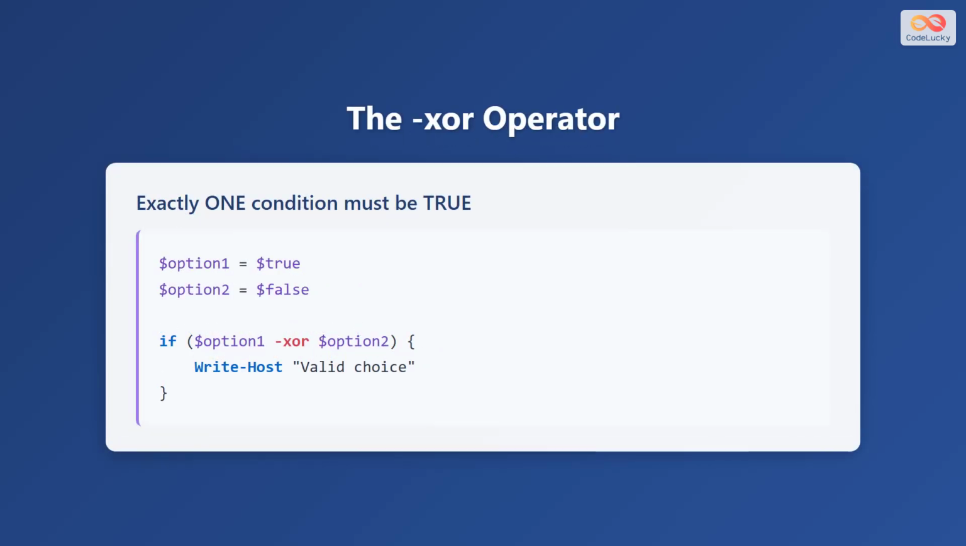The -xor operator, short for exclusive or, is unique because it returns true only when exactly one condition is true, but not both and not neither. In this example, option1 is true and option2 is false. Since exactly one condition is true, the -xor expression evaluates to true and "valid choice" is displayed. If both were true or both were false, the expression would be false. This operator is useful in scenarios where you need to ensure only one option is selected or active at a time, such as toggle switches or mutually exclusive choices.